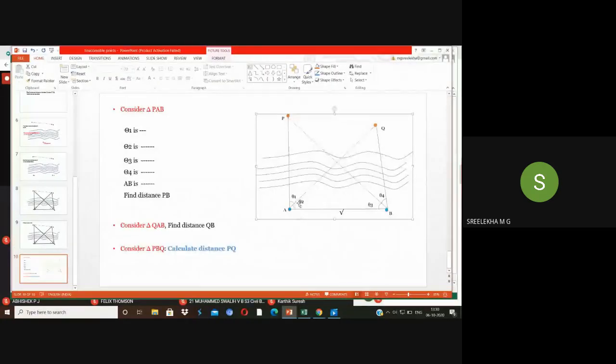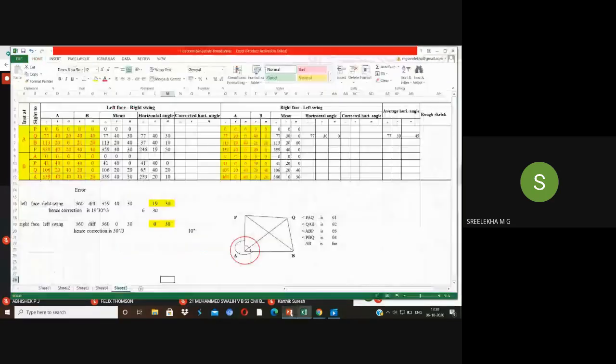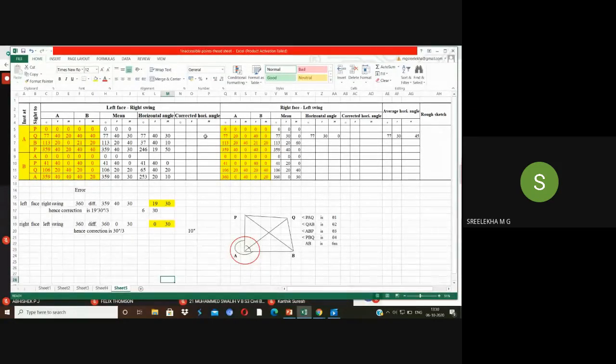Do you remember this picture? Here this is theta 1, PAQ. And QAB, it is theta 2. So this value will be theta 1, that is got in the corrected horizontal angle. Similarly, this angle will be corresponding, it will be theta 2, that is got from the corrected horizontal angle. But one thing is remaining. This is from one of the faces, left face only. Corresponding angles are got in the right face also.